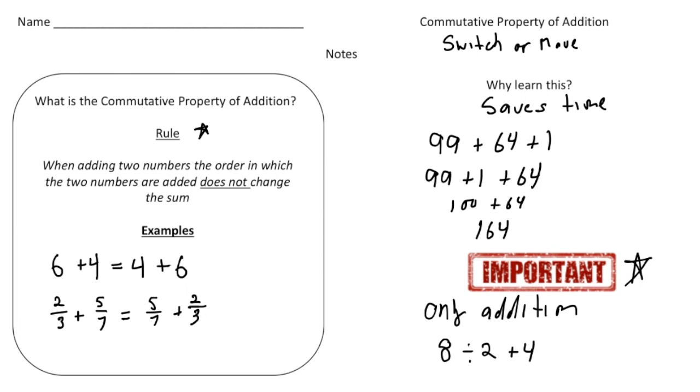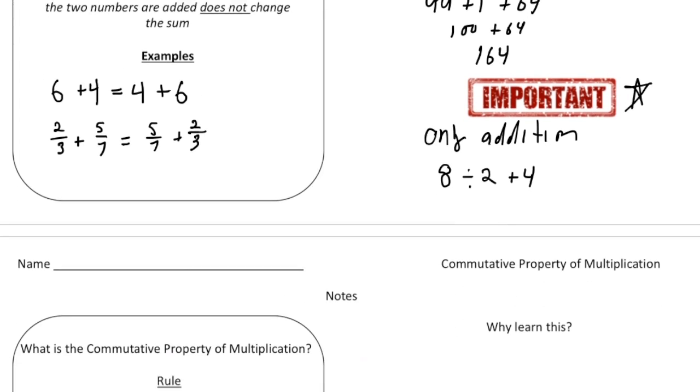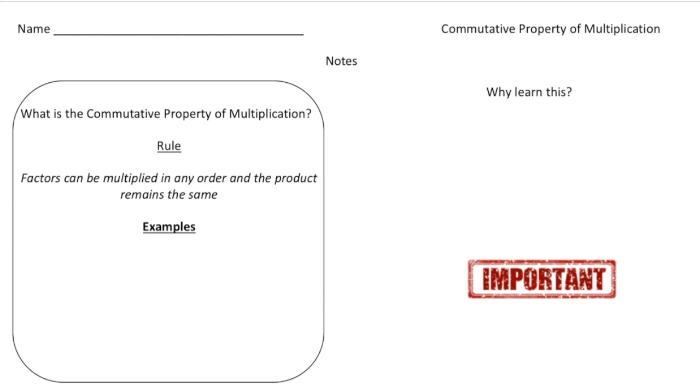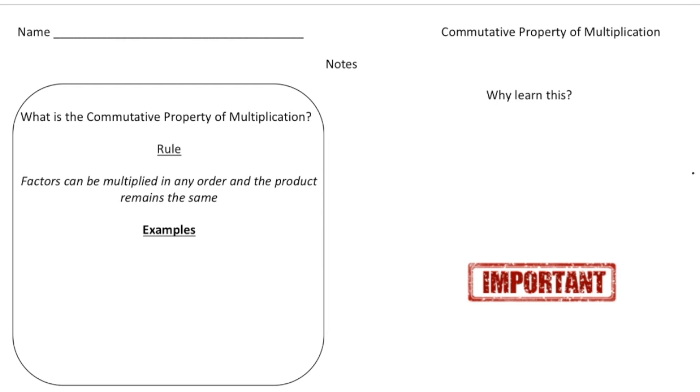All right, so let's turn the page and let's talk now about the commutative property of multiplication. All right, and this is very similar to the commutative property of addition, except, all right, the rule states that the factors can be multiplied in any order and the product remains the same. That's the rule, okay? So an example of this would be 5 times 3 times 2 equals, okay? How about 5 times 2 times 3? So what I did is I moved around the 3 and the 2, okay?